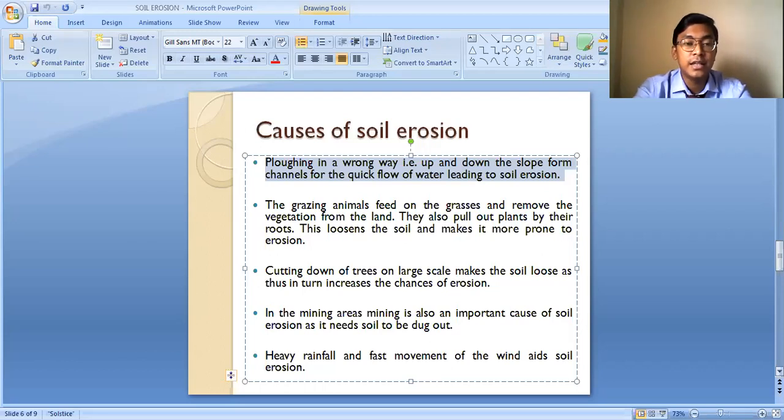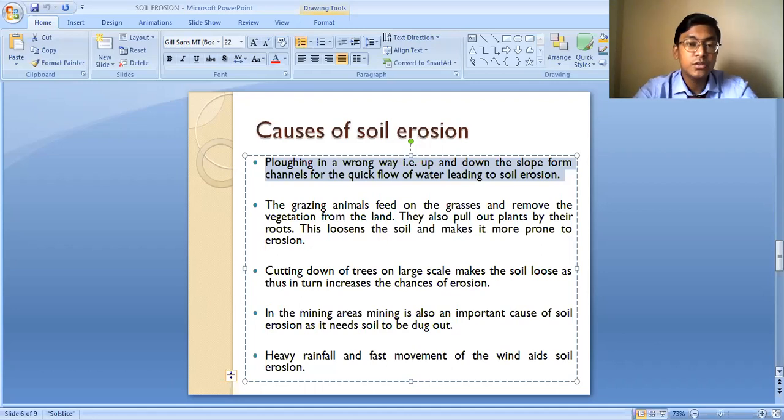So basically in the areas where there is a gentle slope, where the land is not flat, or in the hilly regions, what happens if plowing is being done up and down? When the water falls on it, or when we supply water to the agricultural fields, channels can be easily formed because of the force of the water, and the entire topmost layer of the soil will get washed away, and it will cause soil erosion.